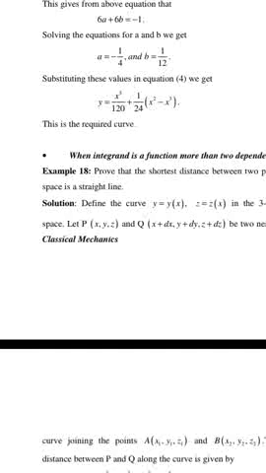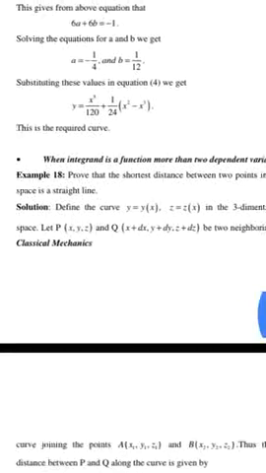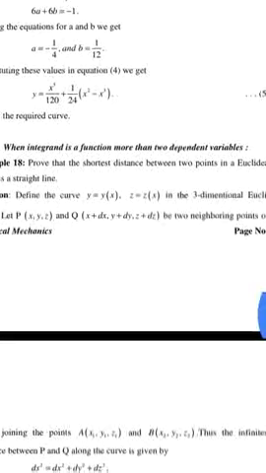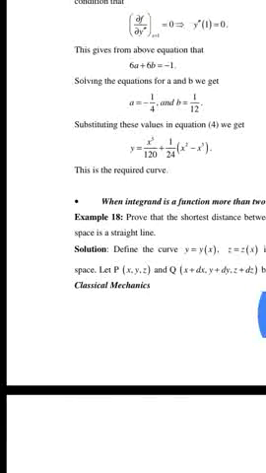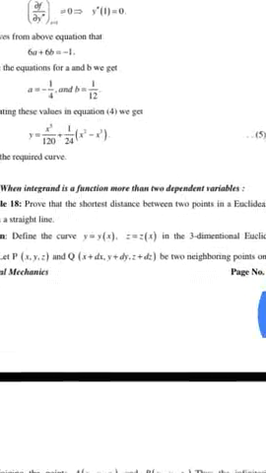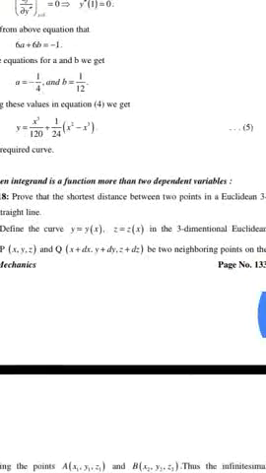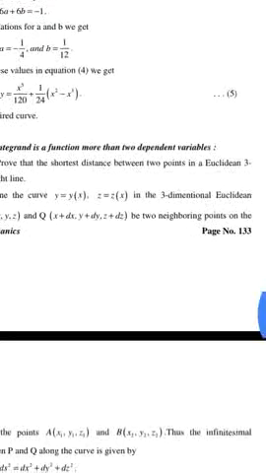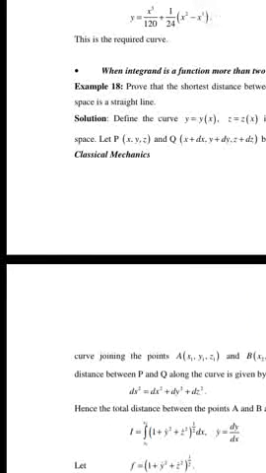Today I will discuss the examples on Lagrange's equations of motion from the variational principle of classical mechanics, MSc semester one. Example: when the integrand is a function of more than two independent variables. Prove that the shortest distance between two points in a Euclidean three-space is a straight line.